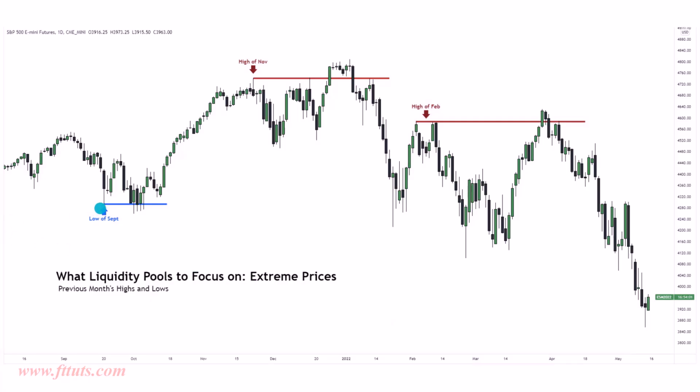Also, previous month's highs and previous month's lows offered a really big reaction afterwards. So you can see here, low of September, reaction happens afterwards. It's because these liquidity pools are higher time frame liquidity pools. Okay. High of November here, high of February.